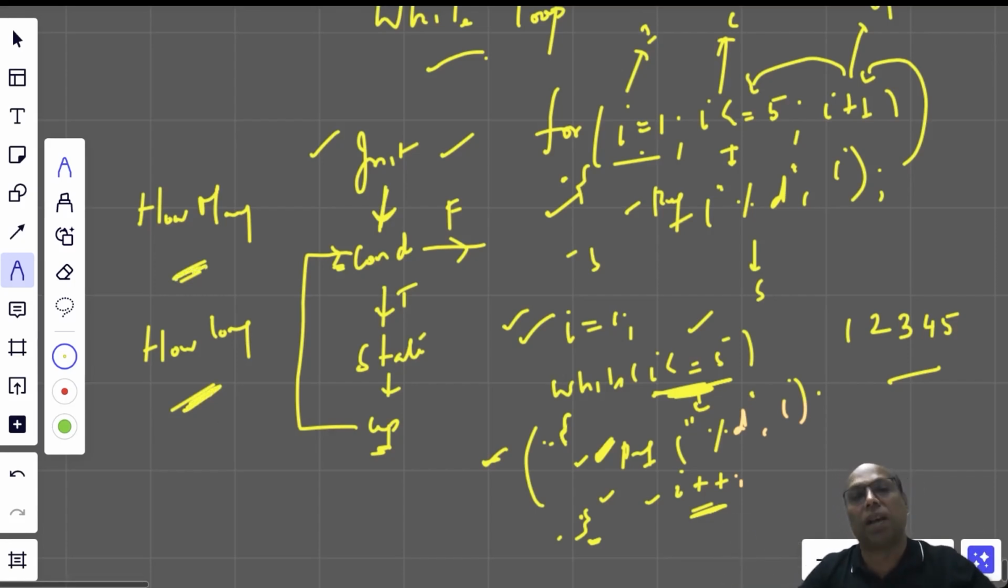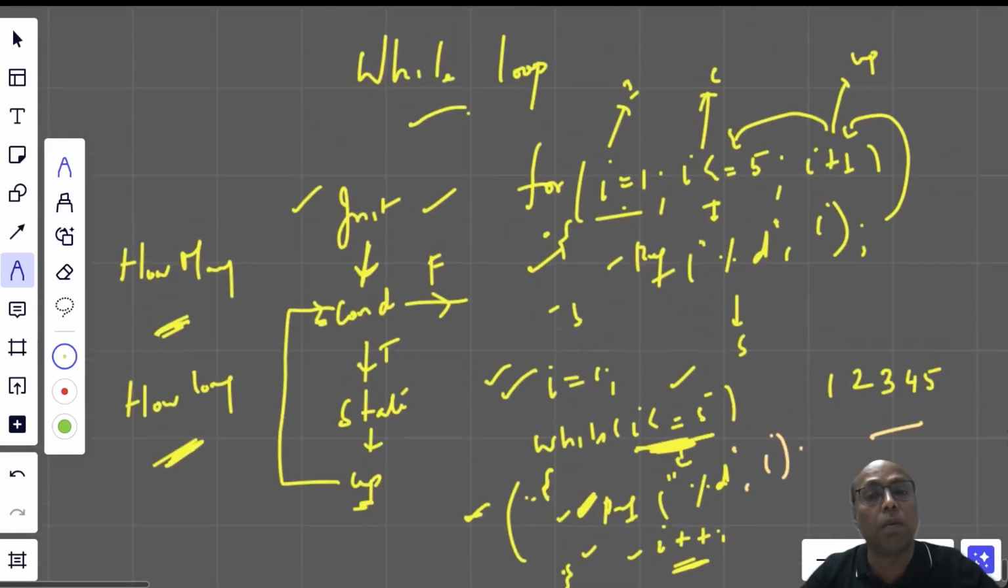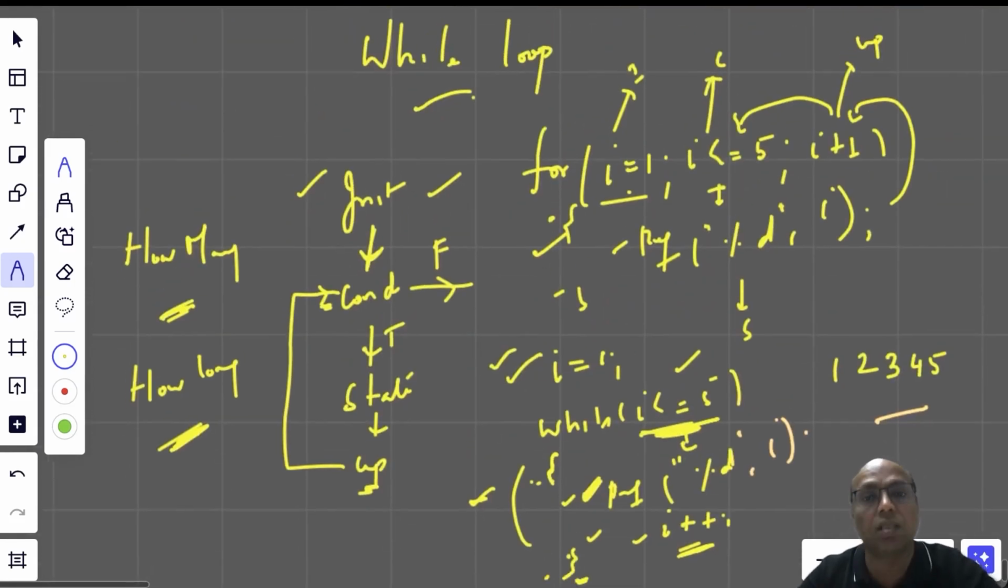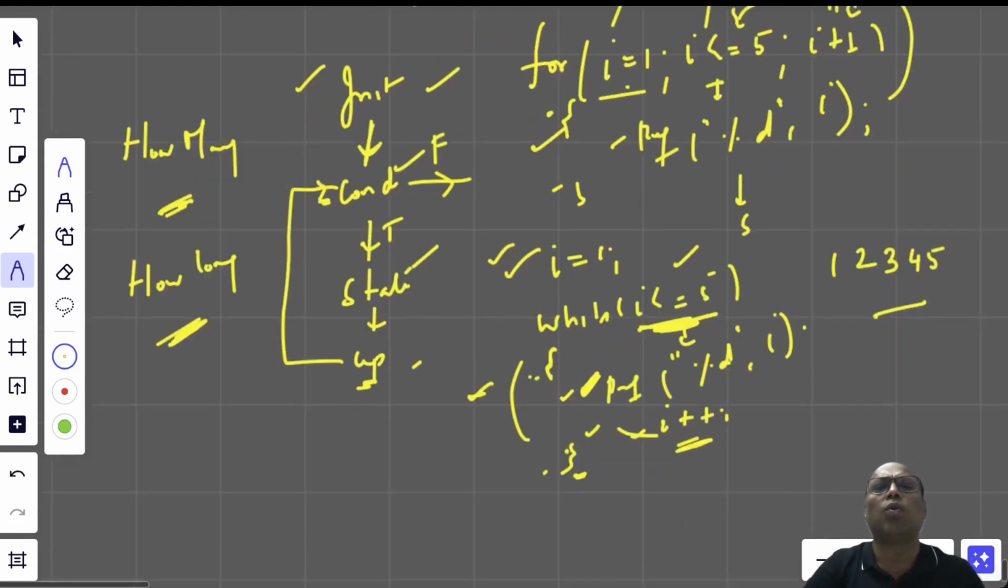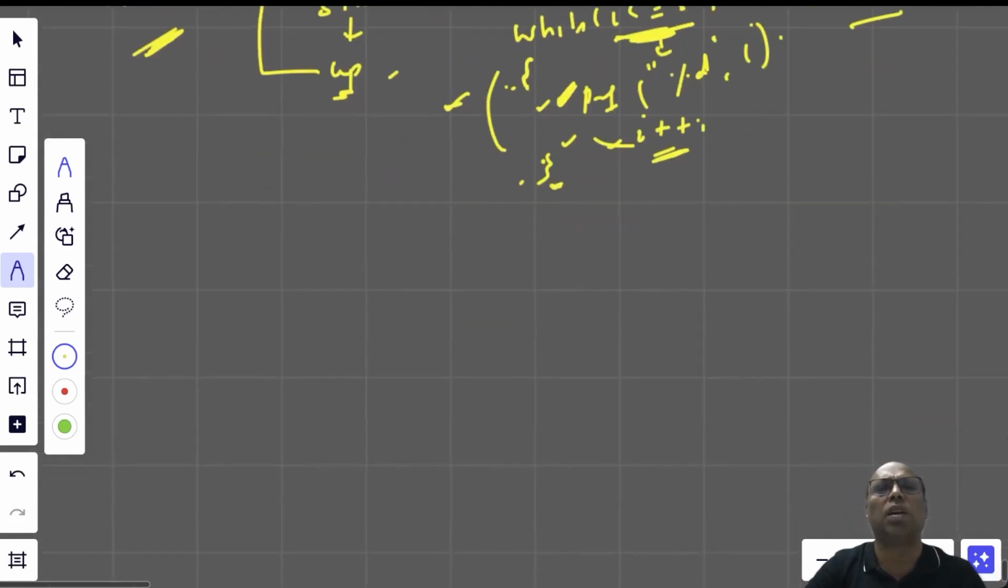So what do I mean by this statement? Remember, the structure remains the same: initialization, condition, statement, and updation. You have the flexibility to interchange your statement and updation, but don't do it. Your updation should be before you go for the next iteration. Remember that.